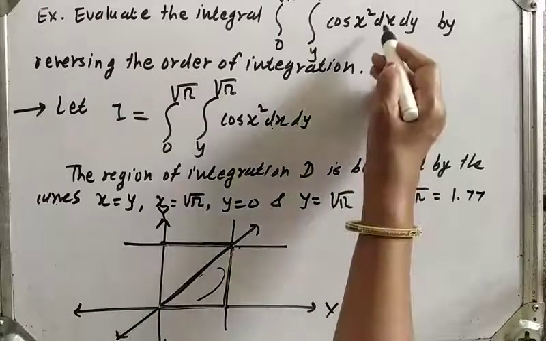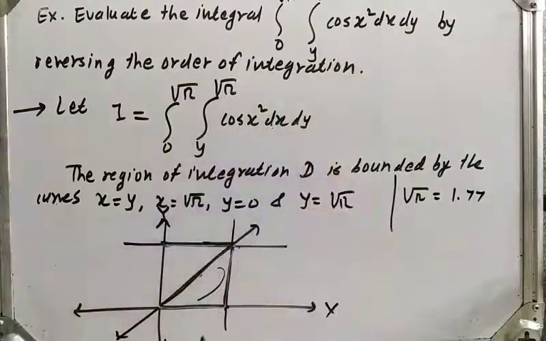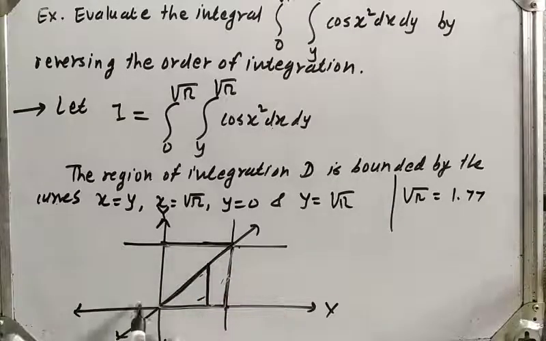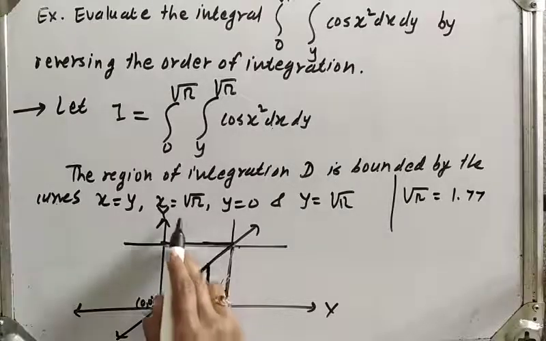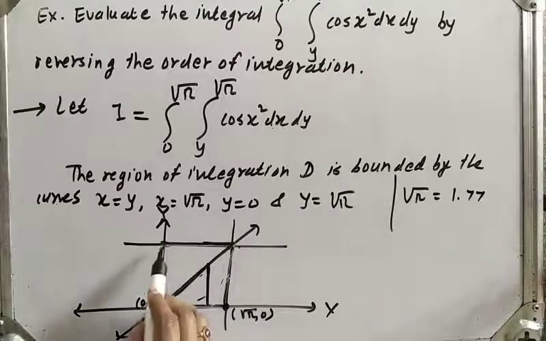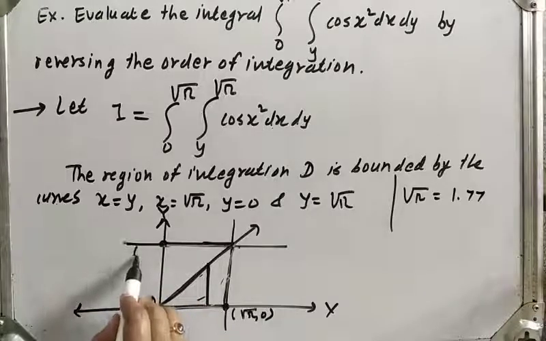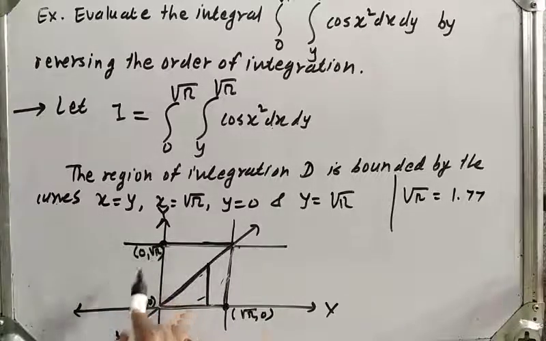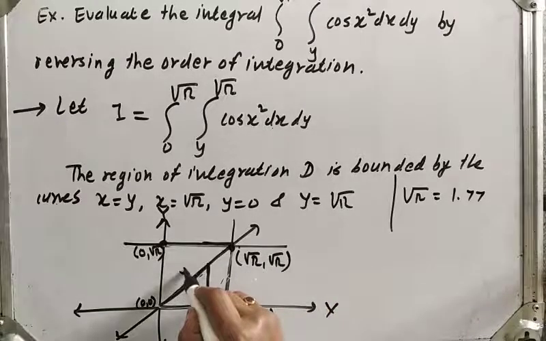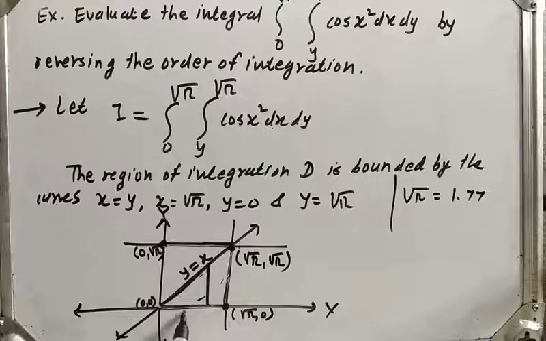Okay, in the given integral dx is first, we want dy first, so we will draw the strip parallel to y axis. Okay, and what are these points? This point is 0, 0. This point is what? x is equal to root pi, means this point will be root pi comma 0. This point will be 0 comma root pi, and this point will be root pi comma root pi. Okay, this equation is y is equal to x, and this equation is y is equal to 0. X axis means y is equal to 0.